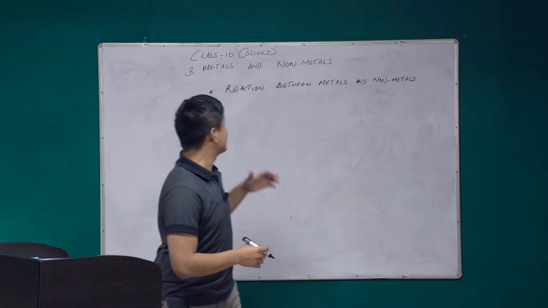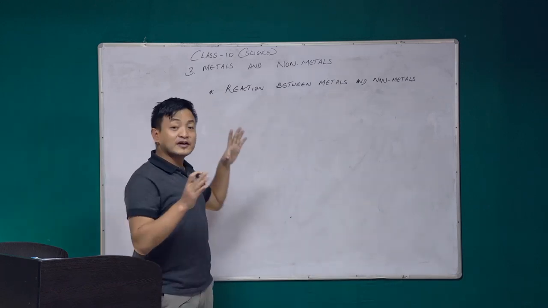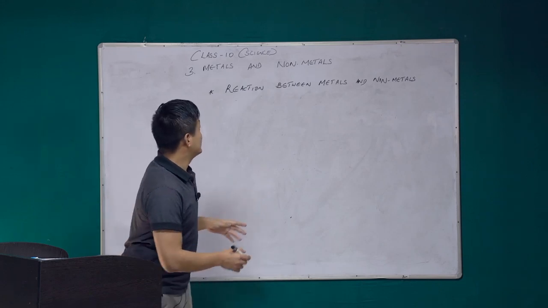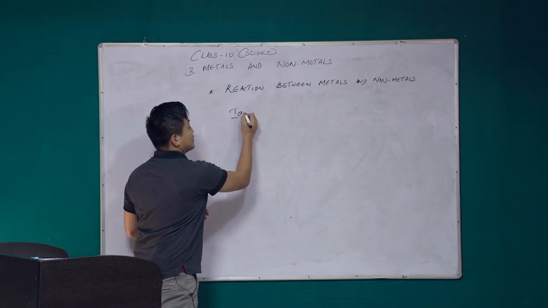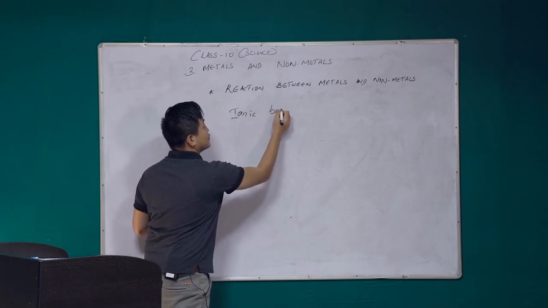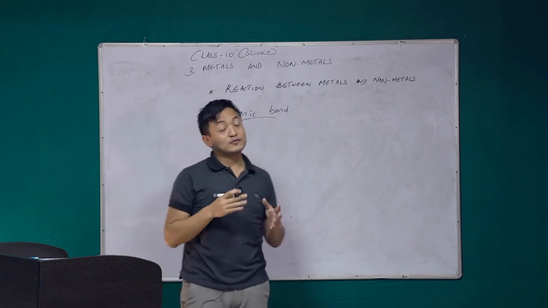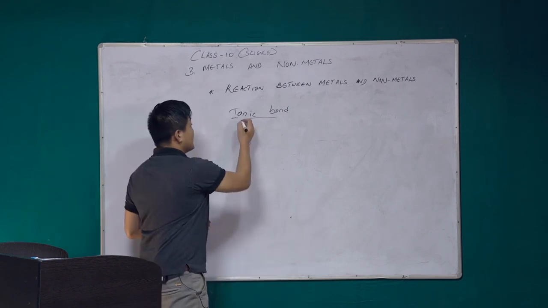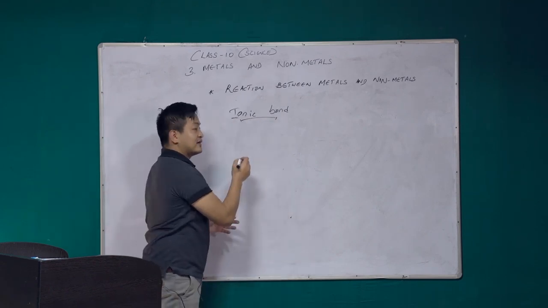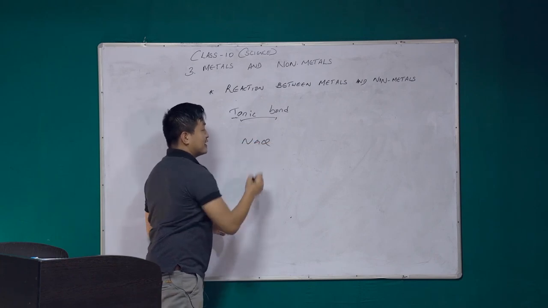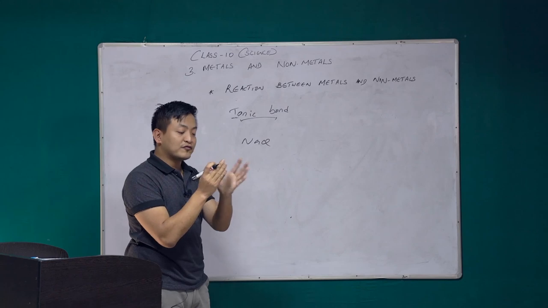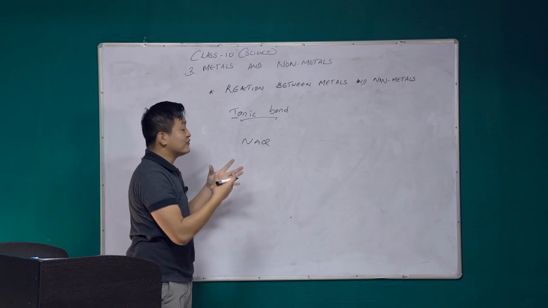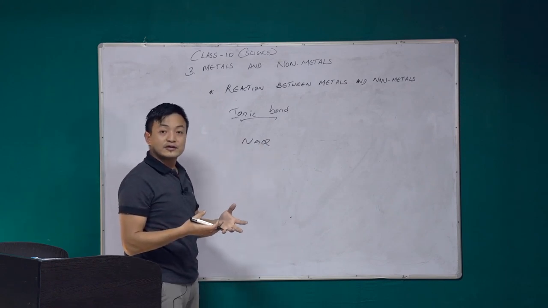In the last class I gave you an introduction about ionic bond and covalent bond, and today we'll study this example of ionic bond, and also the properties of ionic compounds. Clear? So now, ionic bond, I have given the example of NaCl, and there's a certain bond or force between this compound. That's why we have two elements coming together, right?